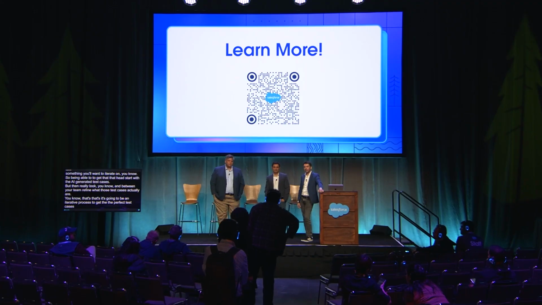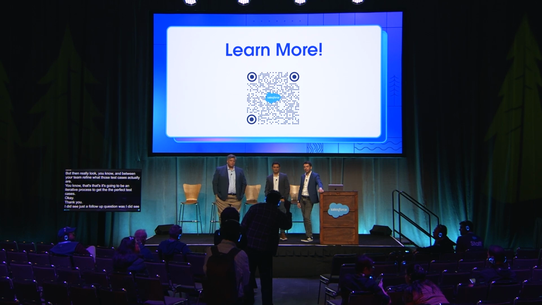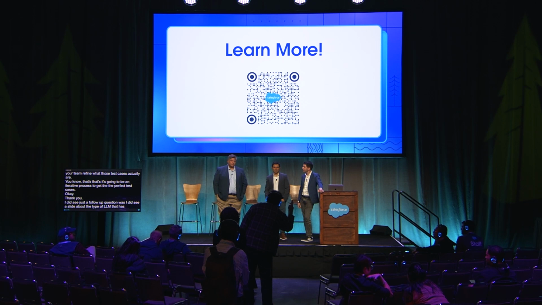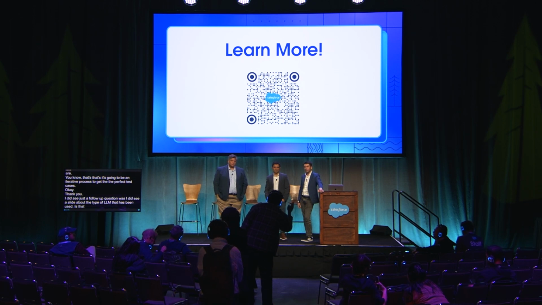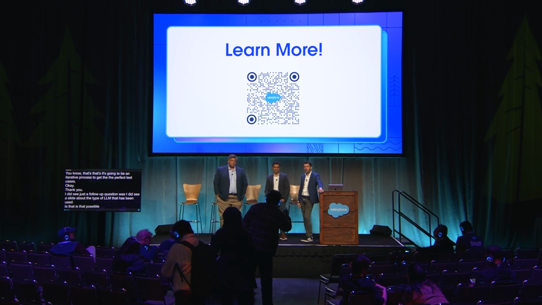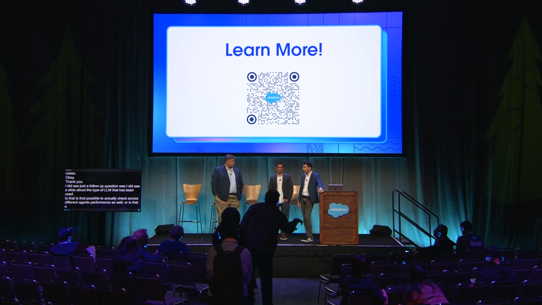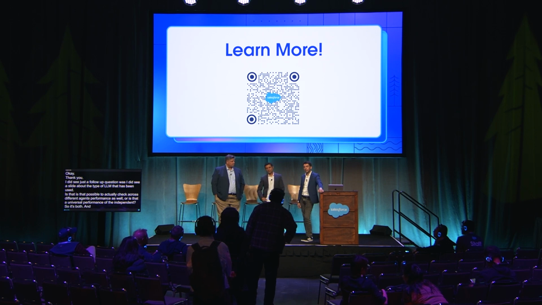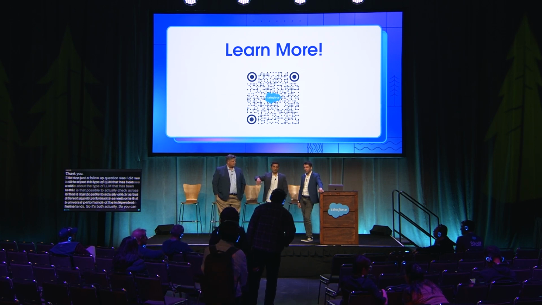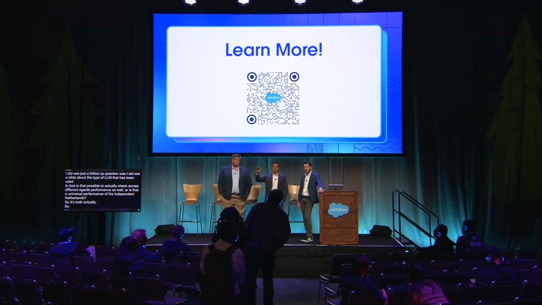Okay, thank you. Just a follow-up question: I did see a slide about the type of LLM that has been used. Is it possible to actually check across different agents' performance as well, or is that a universal performance of the independent LLM? So it's both actually. You can select the agents that you have built, and then you can say, hey, I want to test this with GPT 4.0 versus Gemini 2.0. Okay, so it's across LLMs as well. Thank you so much.